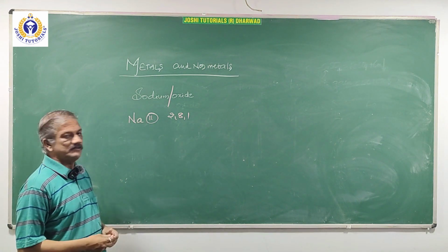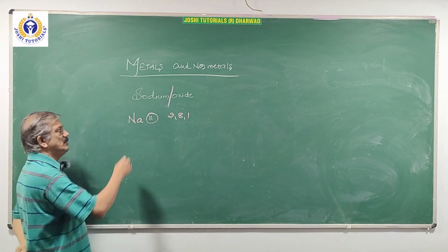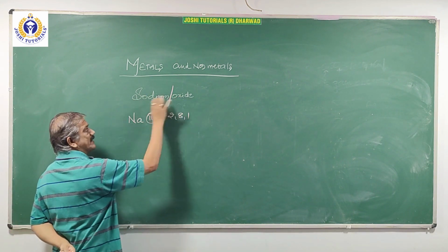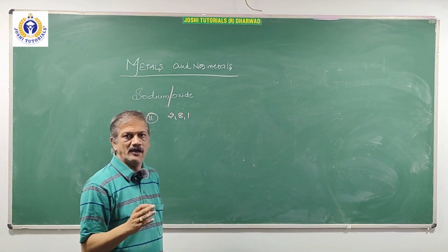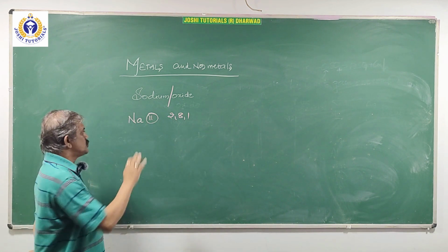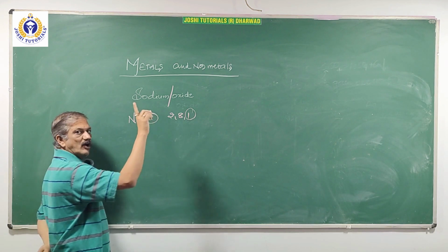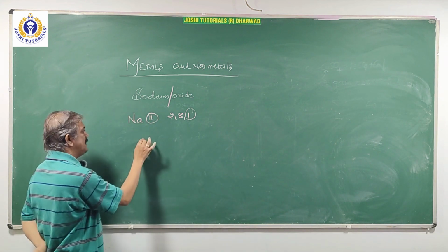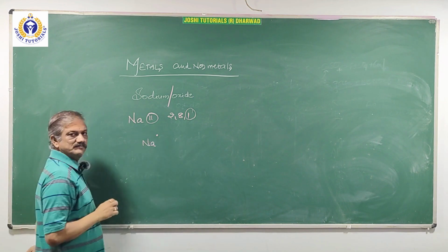Let me teach metals and non-metal reaction. Sodium oxide: you must know how many elements are there. There are two. One is sodium, another one is oxygen. Sodium, 11, means 2, 8, 1. You see one electron outside. So I write Na with 1 dot, electron.